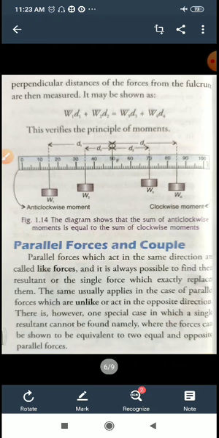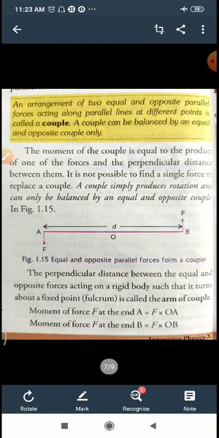So, here you can see parallel forces and couple. Parallel forces means both the forces will be parallel to one another. The magnitude may be the same, it may not be the same, but their directions are different. An arrangement of two equal and opposite parallel forces acting along parallel lines at different points is called a couple. So, it means same amount of force, like forces, but acting oppositely. At the same time, both are parallel to one another.